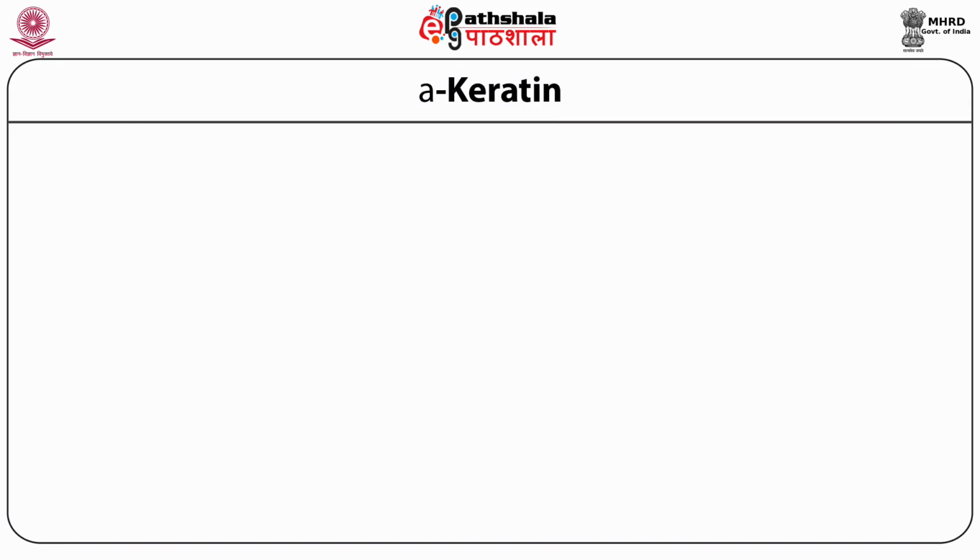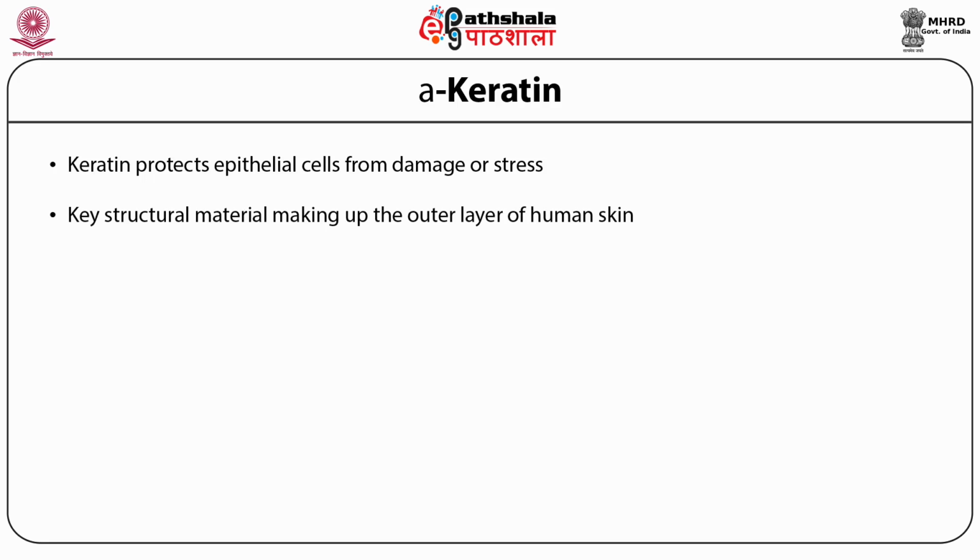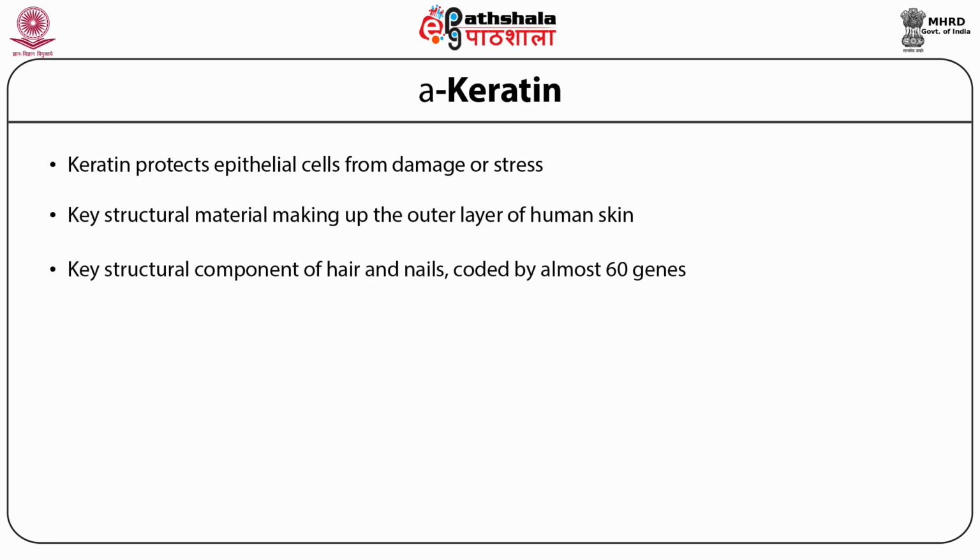Alpha-keratin is one of the classical examples of an alpha helical rich fibrous protein. Keratin protects epithelial cells from damage or stress, and is the key structural material making up the outer layer of human skin. It is a structural component of hair and nails, and is encoded by almost 60 genes.